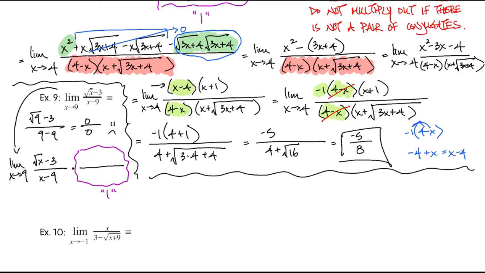All right, where are folks getting this negative root x though in question number 9? I'm a little concerned about that negative.